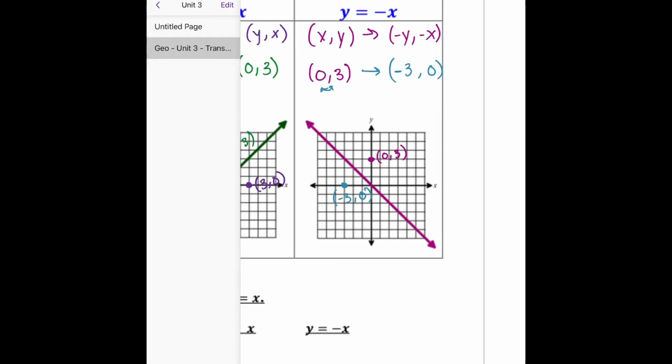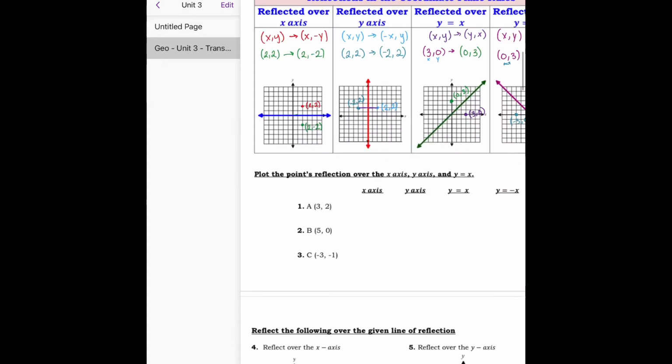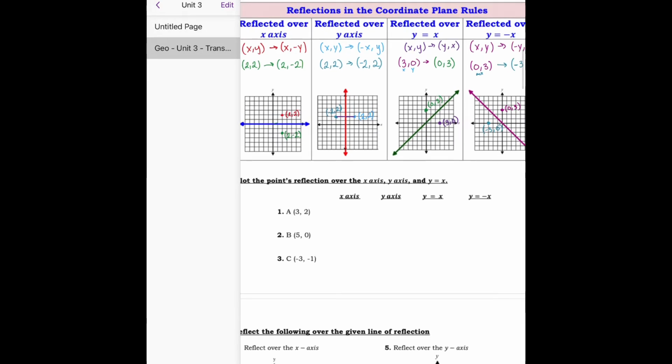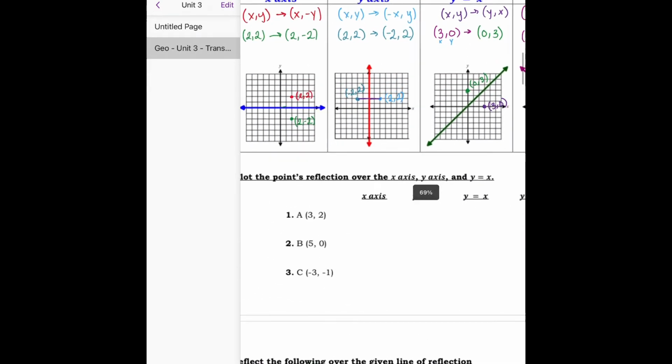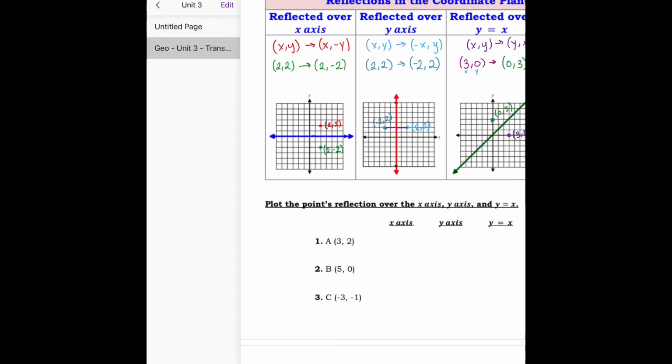And those are 4 of our reflections that we're going to deal with. And let's do these couple examples. I have my point A, and I want to reflect it across the x-axis, y-axis, y equals x, and then y equals negative x. So my 4 transformations that I just did up there. So if you remember, reflecting across the x-axis just changes the sign on my y.